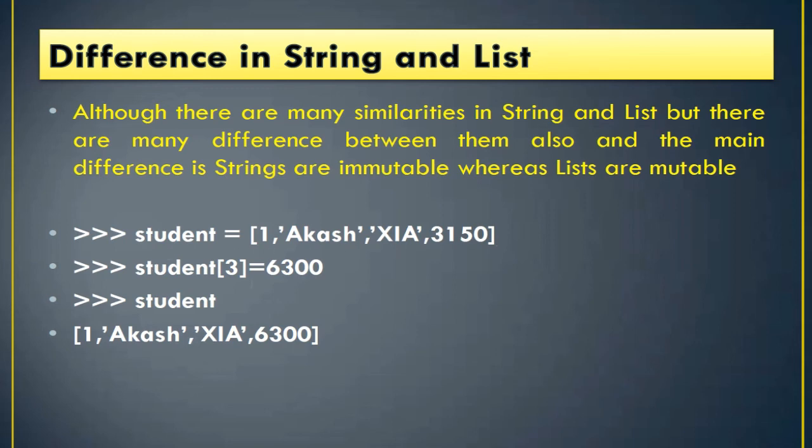So in this list, the third index I want to change to 6300. So if we display that, the third index will be changed to what? 6300. What is the third index? 0 1 2 3. So in the third index 3150 was displayed earlier, but as we changed it to 6300, when we display this list named student, it will give us the updated result. Okay, but if we try to change a string, it is not allowed to change the existing string. But in a list we can change our existing list.